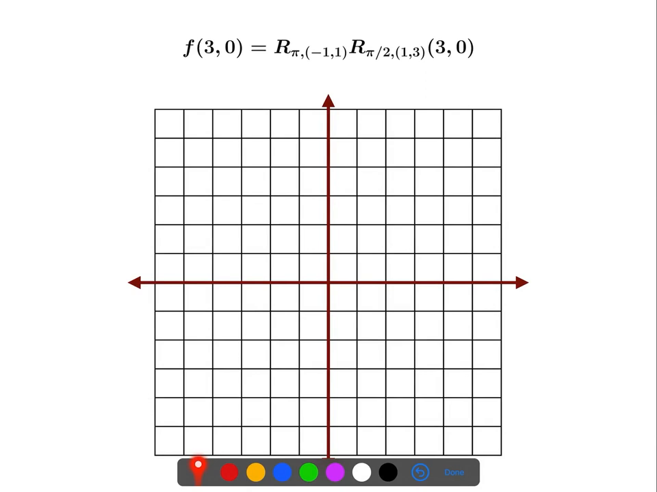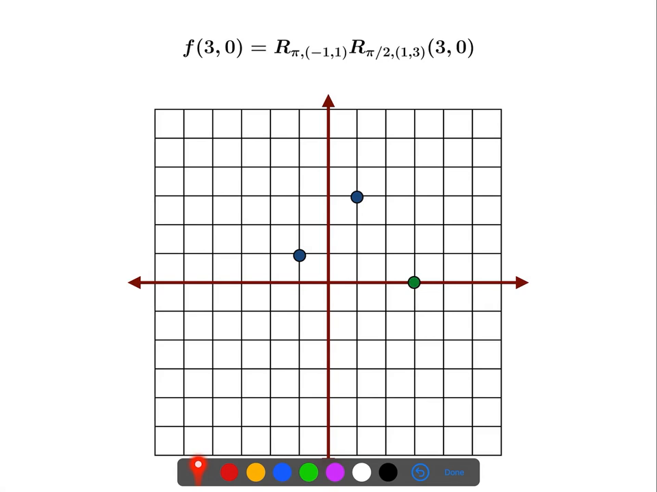So I have 2 points in these rotations, the 1, 3 and the minus 1, 1. So 1, 3 is here, and then the minus 1, 1 will be right there. And I want to rotate about these points, and I need this point also, 3, 0. So 3, 0 is going to be right there. So let's go ahead and draw that in also.